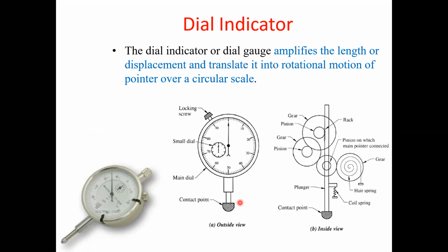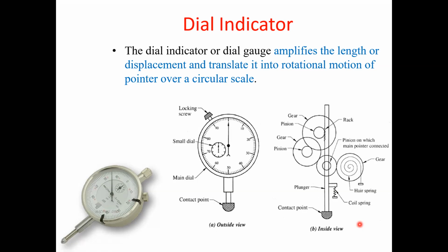Okay, on the dial of the indicator, in this case we are going to use the rack and pinion mechanism. Different gears are used here in order to magnify the small variation on the work part and to indicate it on the dial, right?